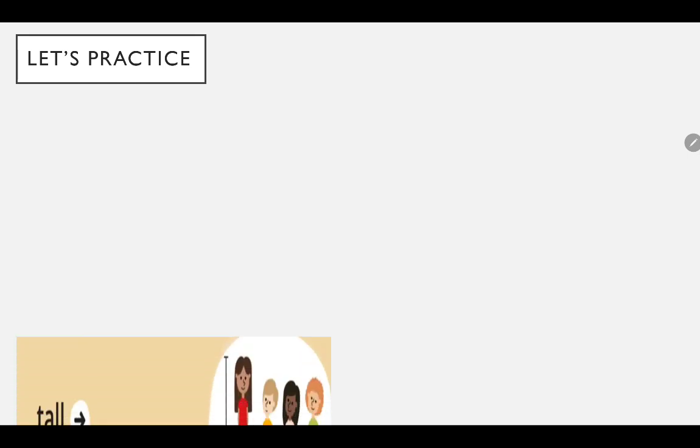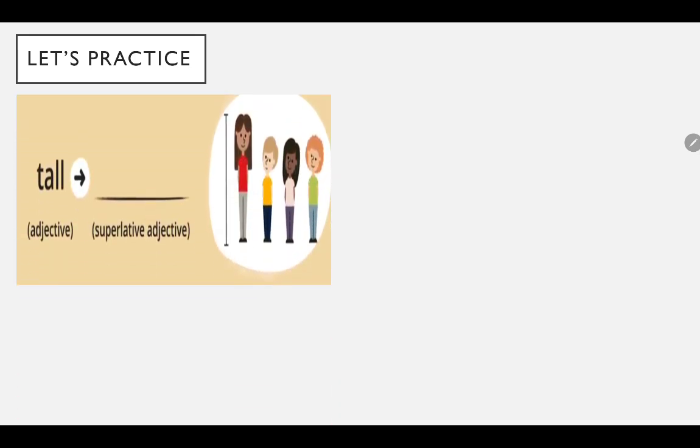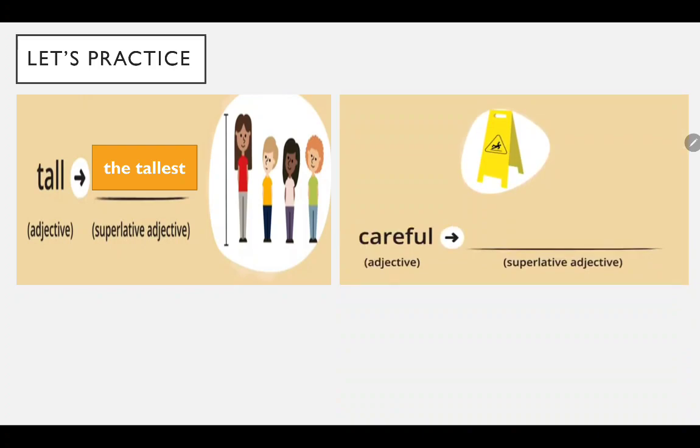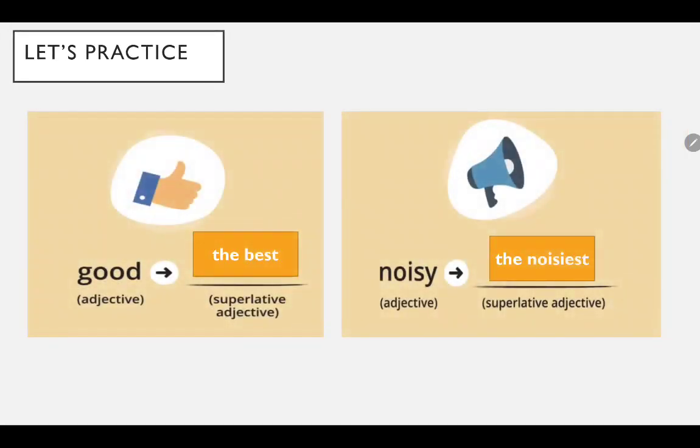Let's practice. Tall. The adjective is tall. What about the superlative adjective? Taller than or the tallest? Yes, the answer is the tallest. Number 2. Careful. What is the superlative adjective? Yes, the most careful. Next, good, become the best. And noisy, become the noisiest.